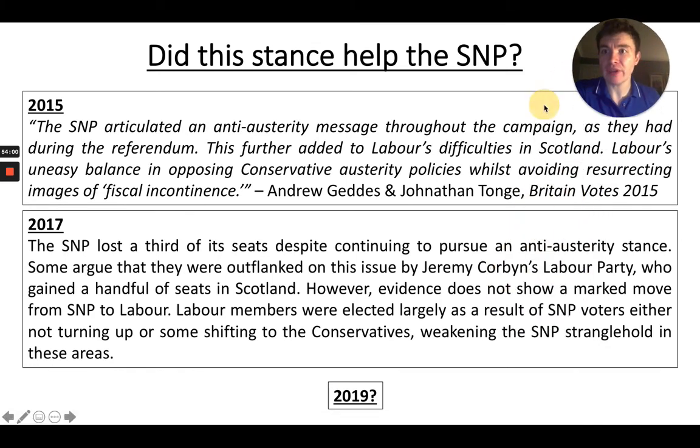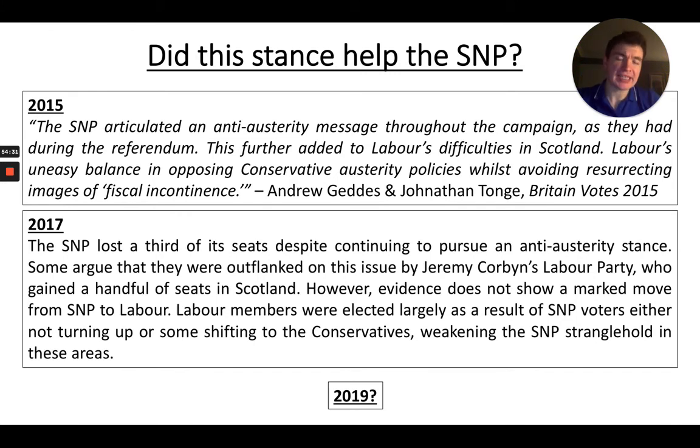Is the question. Now, I've got a wee quote here from Andrew Geddes and Jonathan Tong from 2015. And these wee books, folks, I'm going to just kind of give you a sense of these wee books are absolutely great. You can see them there. They're called Britain Votes, okay, and obviously it'll have the election year after it. And it's really in depth. If you want to kind of assess elections, really, really good detail in there. So here's a wee quote from it.